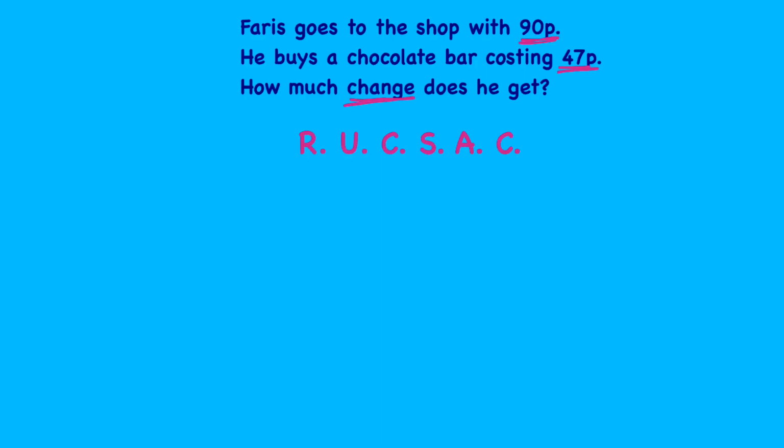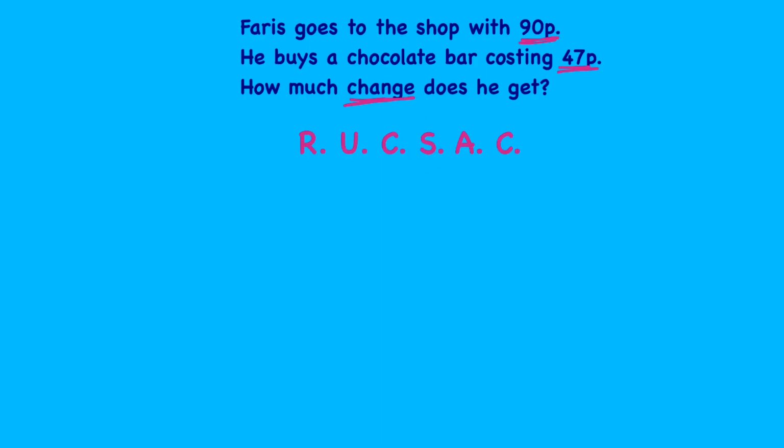C is for calculation. We need to choose what kind of calculation we need to work out here. Now, it says he's going to the shop, he's buying something. We're thinking about change, so we know that's going to be a subtraction. It's going to be how much money does he get back, so the difference between the price he paid for the chocolate bar and the amount of money he has. So it's going to be a subtraction.